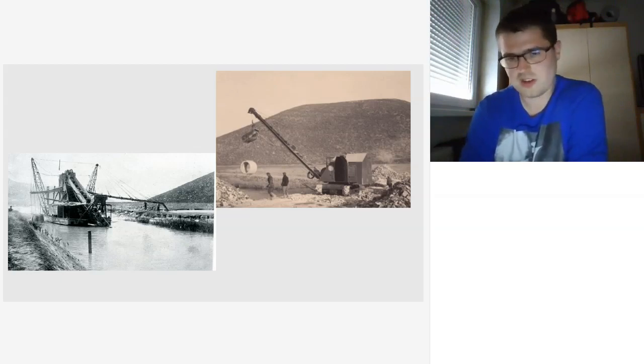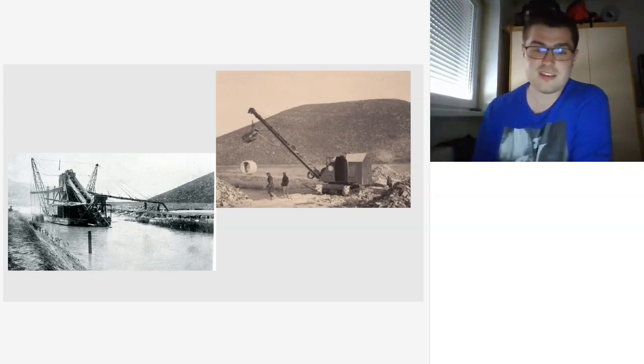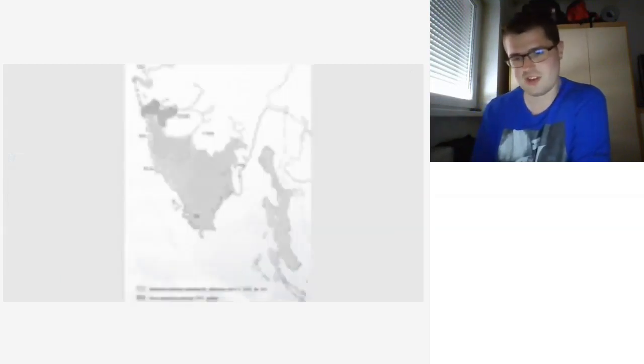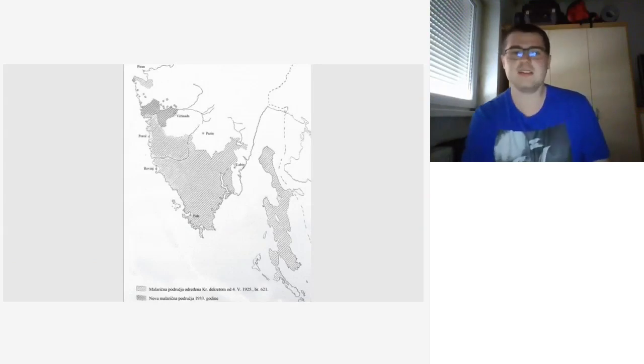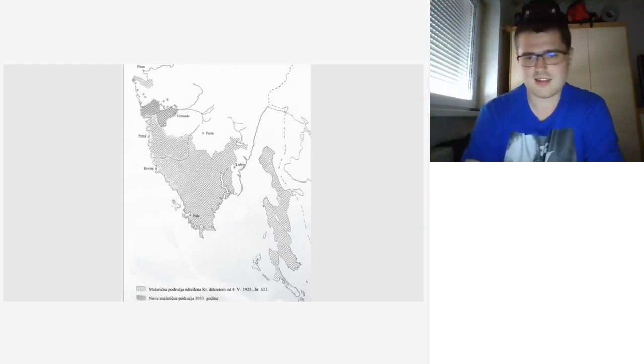This melioration project changed the environment so much that the plants changed, which was actually an object of study of the Italian Florological Society from Rome. And it also changed the epidemiologic picture of the region. Istria was a malarial area during the early era of fascist Italy. This map shows the malarial areas during the 1925 census and then later in 1933.